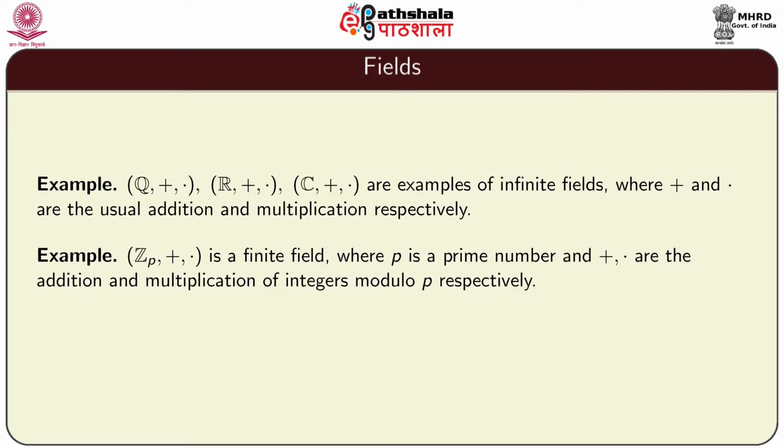For example, if p is, let us say 7, and if you take 5 plus 3, which becomes 8, but again we have to divide 8 by 7 and the remainder is 1. So, modulo 7, 5 plus 3 is 1.